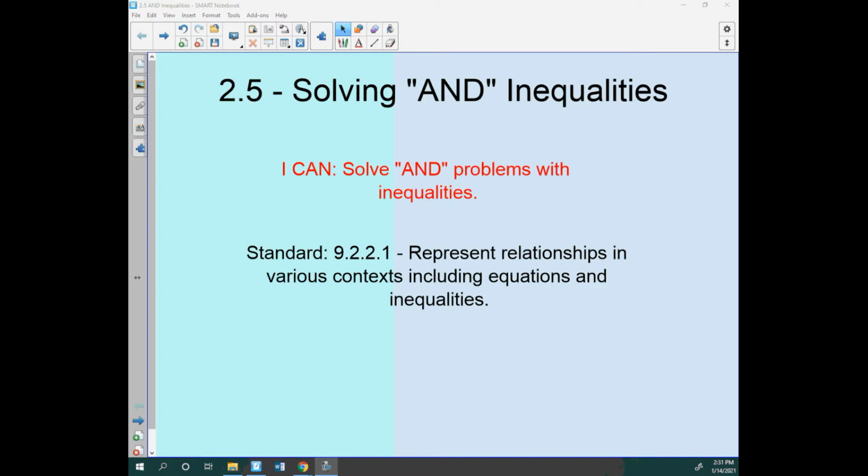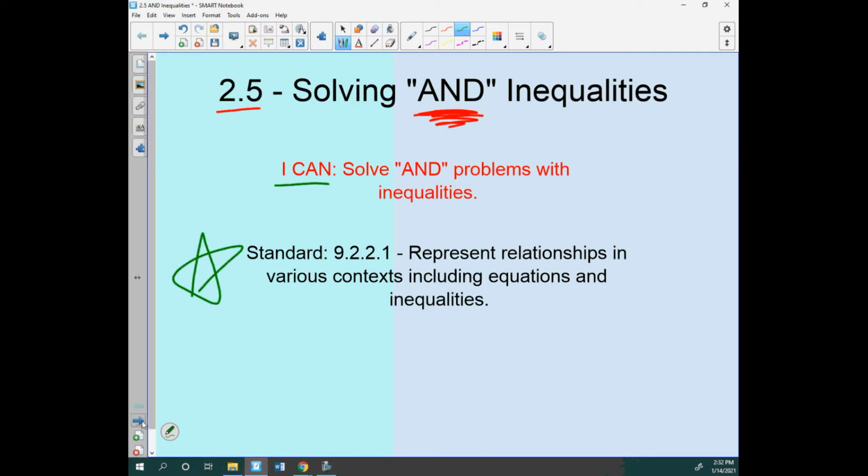All right, everybody, welcome. It's me, Mr. Beak, your math host for today. We are going to be solving 2.5, solving "and" inequalities, all right? So hopefully by the end of the day, you have a comfortable understanding of "I can solve "and" problems with inequalities." Just so you know, it's an important standard, all right?